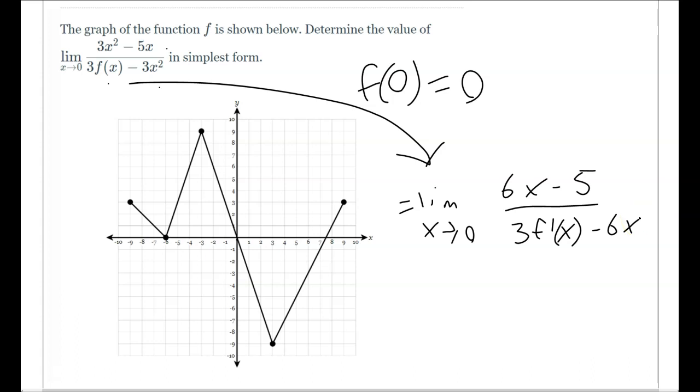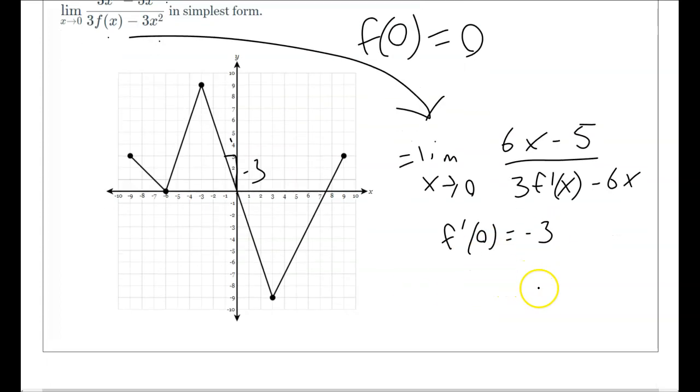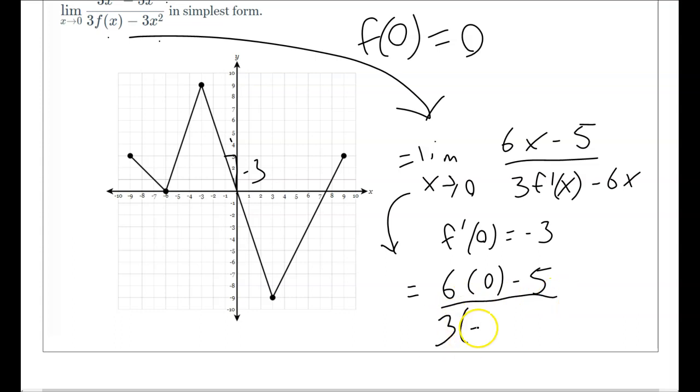And then for the bottom, well, my slope here looks to be negative 3 over 1, right? So that would be f prime of x. So my limit is equal to 6 times 0 minus 5 over 3 times negative 3 minus 0. And here I get negative 5 over negative 9, or 5/9.